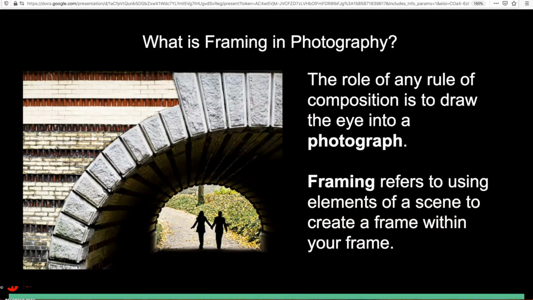Here's another example. This one, the subject is the two people walking, but the bridge is framing them out. And you can see that the picture is actually mostly the frame of that bridge. So it brings your focus in when you do see through the bridge to the silhouette of the two figures. It just brings your focus to the subject.